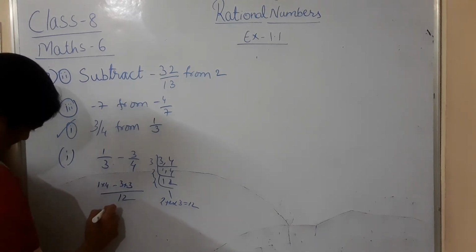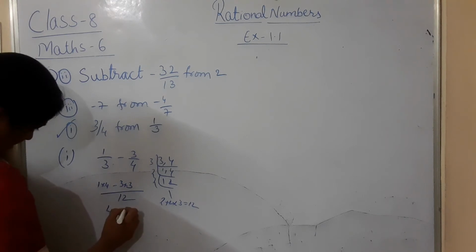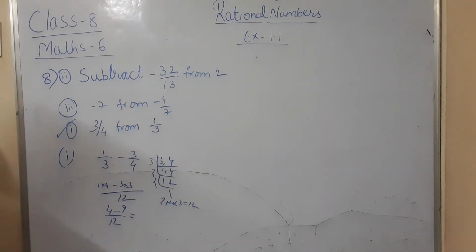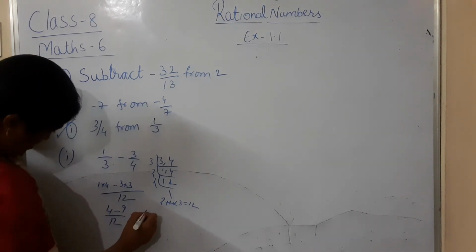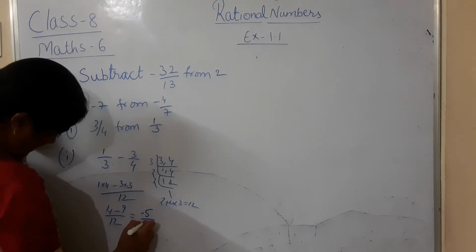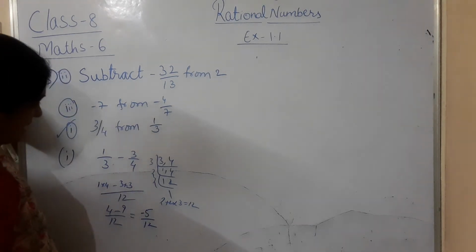Now 1 four is 4, minus 3 threes are 9, by 12. Can we subtract 9 from 4? Is it possible? 4 is a smaller number and 9 is a bigger number. So from 9 you have to subtract 4. So what you will get? You will get 5, and because 9 is the bigger number it has a negative sign. You will get here minus 5 by 12.